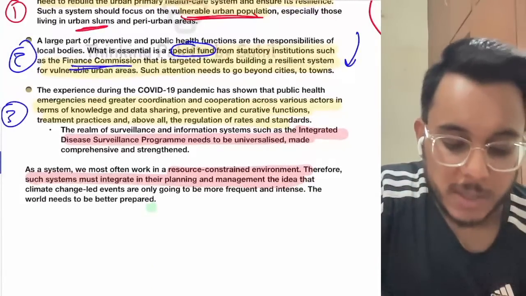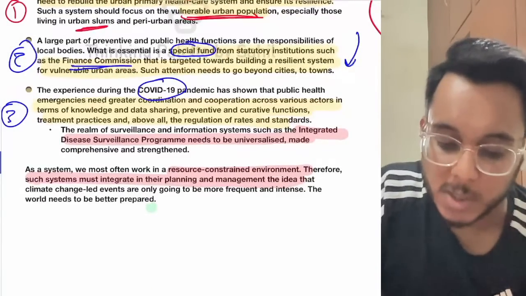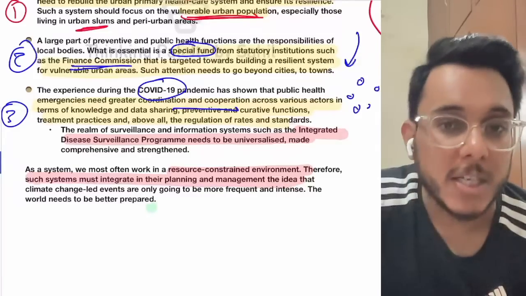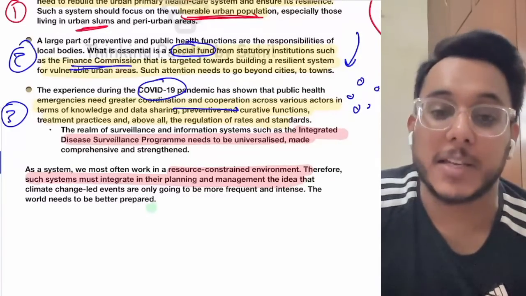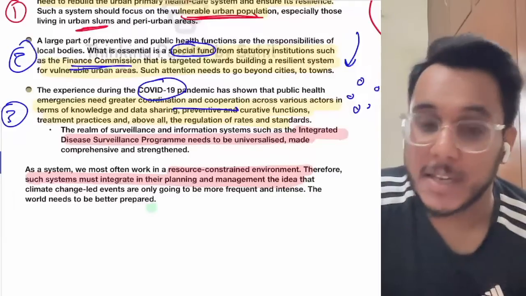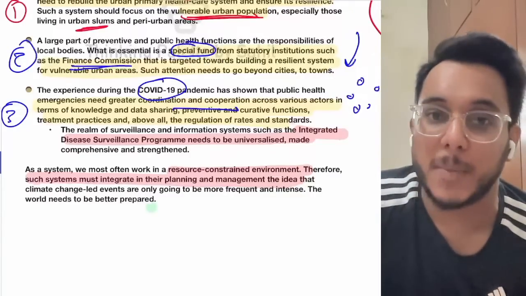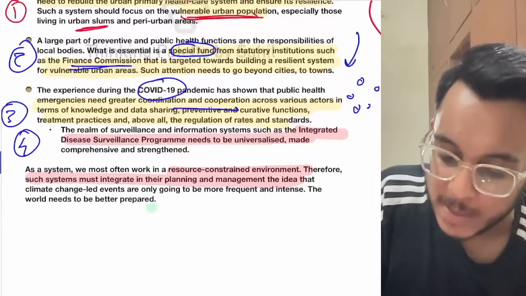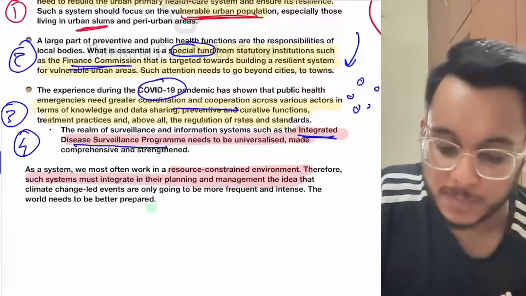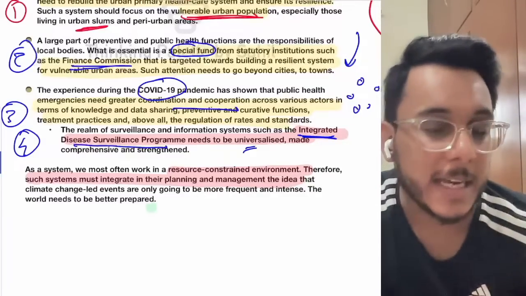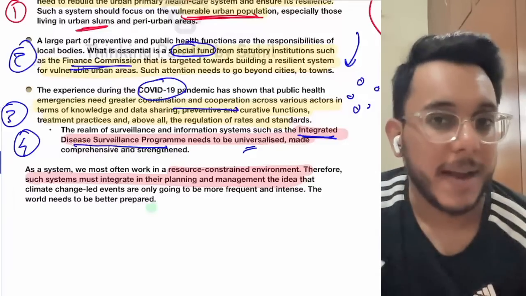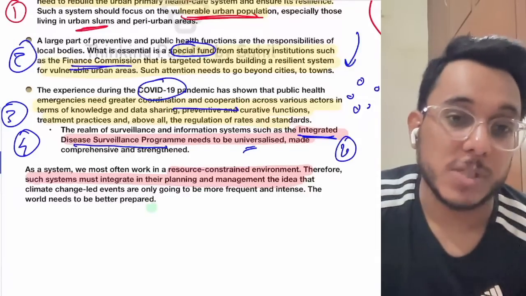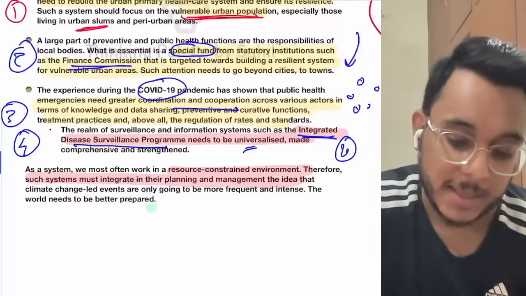Thirdly, the article says that after the COVID-19 pandemic, we have understood that coordination and cooperation are very important. Among different departments, knowledge sharing and data sharing need to happen for an effective health response. Even among different state health departments, sharing of information needs to be there. And fourthly, the article recommends that an integrated disease surveillance program needs to be universalized, in which data can be added by the panchayats, the district, the state, and the Union. On the basis of this data, we need to see how diseases are unfolding and how they are impacting people.